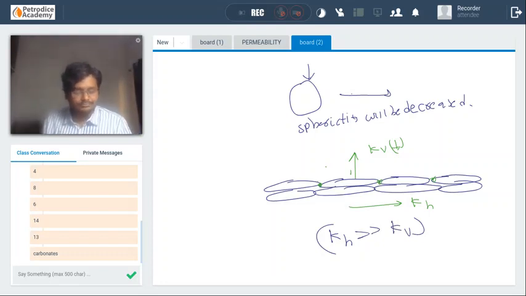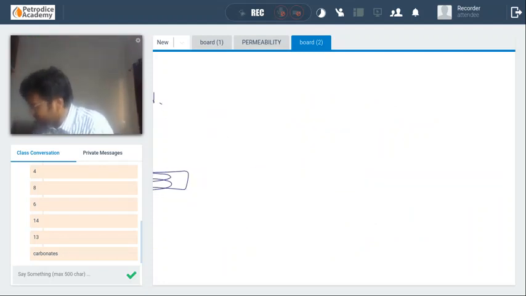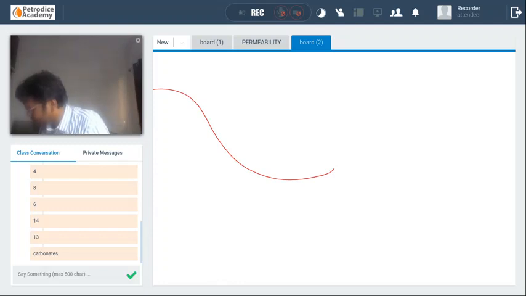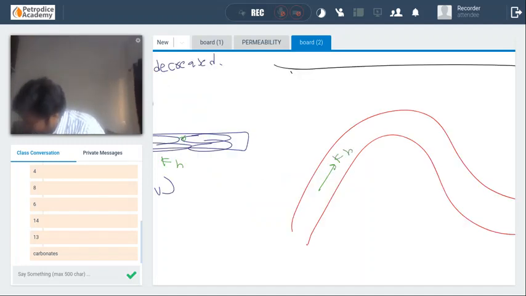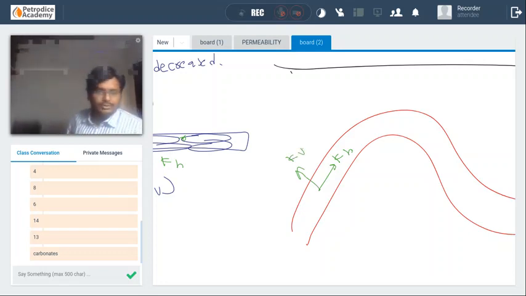Okay, each particular rock system is known as the bedding plane. And do remember it, guys, when this bedding plane is like this, consider this is the surface, this will be the bedding plane. Now the horizontal permeability will be this, the vertical permeability will be this. Okay, do remember it.